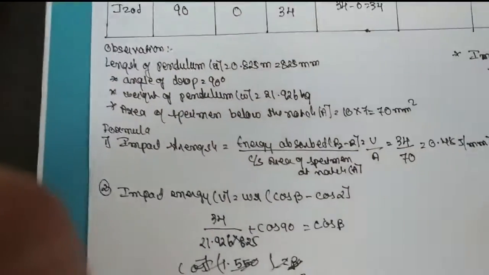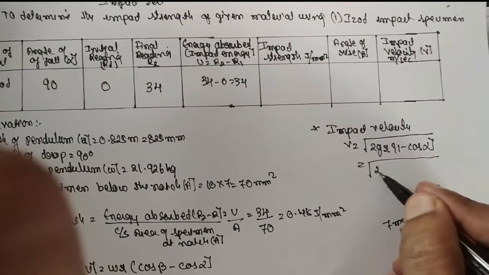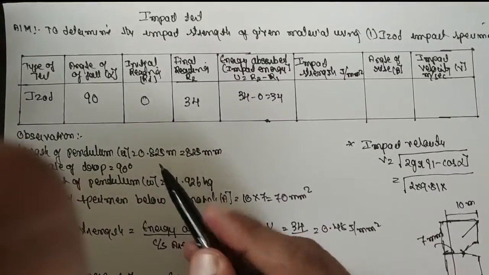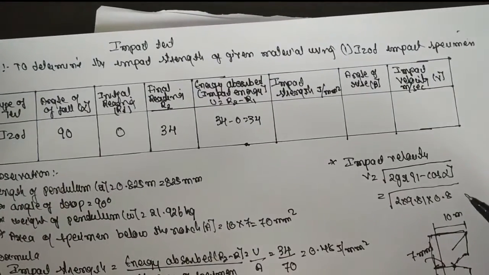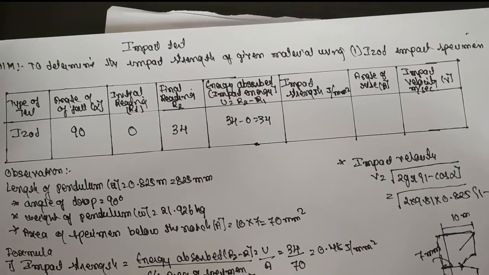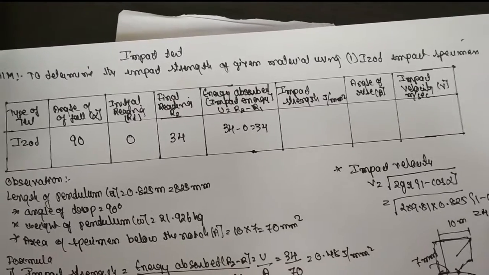Now find out the impact velocity. How to find out the impact velocity? It is root of 2 into 9.81 into the R value, in terms of meters you have to take, that is 0.825, into 1 minus cos 90. If you calculate, the answer will be 4.02 meters per second.